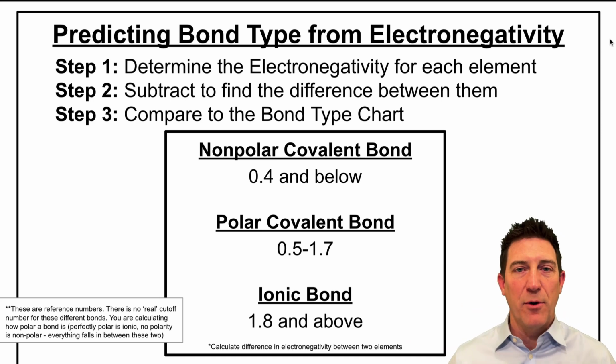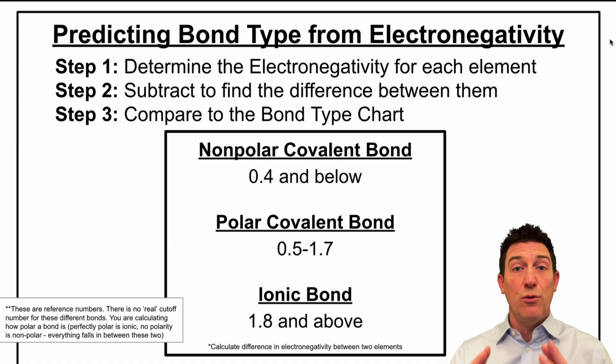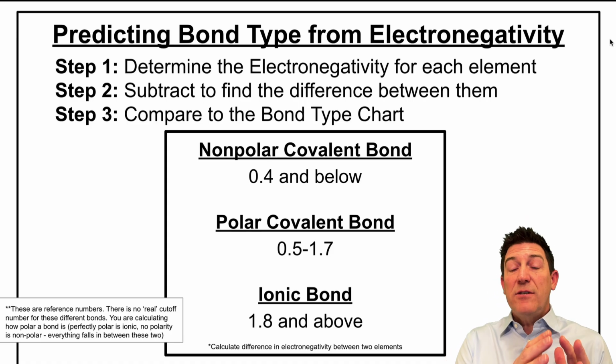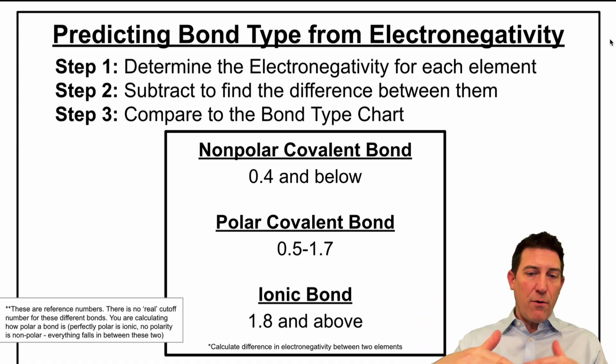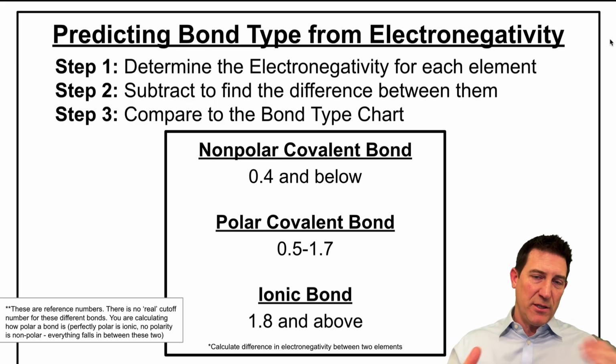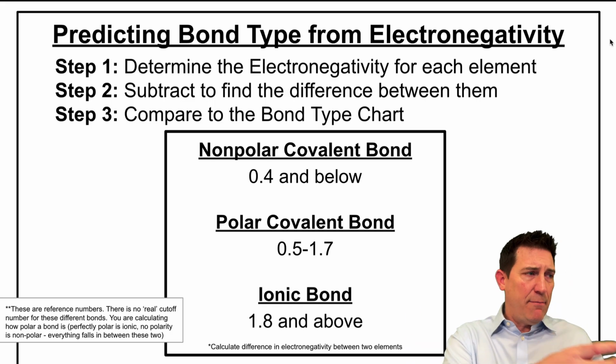Now, there's my disclaimer down here at the bottom. This is just a reference chart to help you learn chemistry. There is no definite cutoff where something is nonpolar covalent and all of a sudden, oh, we get to 0.5 as the difference between them. It's definitely polar covalent. It's going to act completely differently because now it's polar covalent. And before it was not.